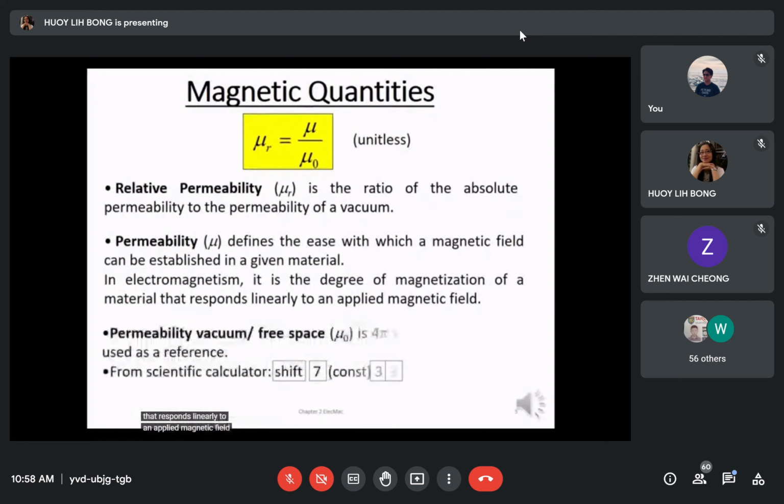The permeability of vacuum or free space, denoted as mu naught, is given as 4 pi times 10 to the negative 7 Henry per meter, which is used as a reference or base value. You can find this value from the scientific calculator, constant number 33, which is approximately equal to 1.2567 times 10 to the negative 6.